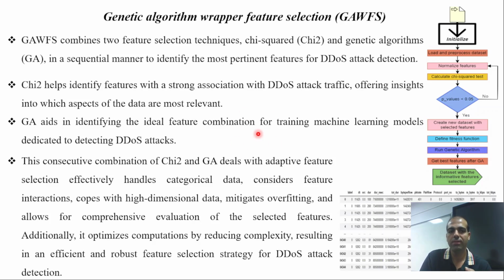So, this consecutive combination of chi-square and genetic algorithm deals with adaptive feature selection, which is important here: it handles categorical data, considers feature interaction, copes with high dimensionality, mitigates overfitting, and allows comprehensive evaluation of the selected features. Additionally, it optimizes computing by reducing complexity, resulting in an efficient, robust feature selection strategy for DDoS attack detection. Can we see the flow of our proposal in this figure?